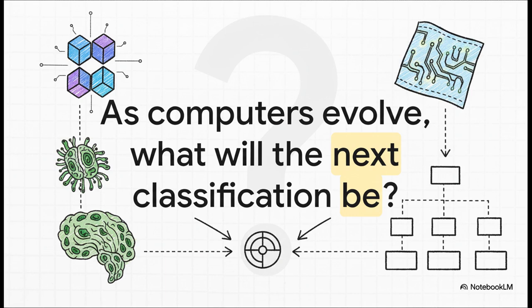And that leaves us with a final thought to chew on. These categories, they work beautifully for the computers we have today. But as we move into the age of quantum computing, or biological computing, or computers so small they're literally part of the fabric of our clothes, will these lines even hold? What will be the next great dividing line we use to map the future of computing? That's something to think about.